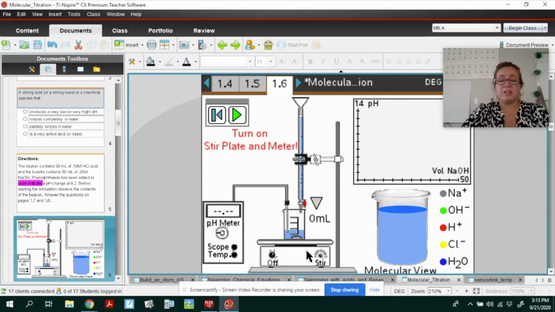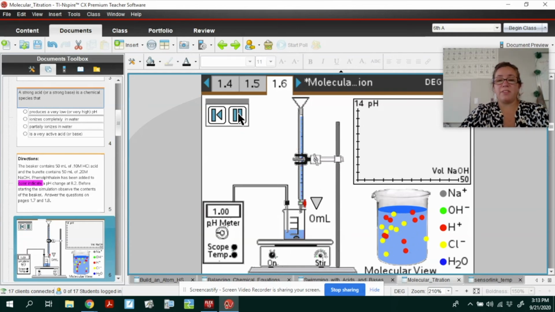We have our pH meter, we have a stir plate, and our beaker and our burette. So I'm going to go ahead and turn everything on, and you can pause it with the students. What do you see happening on the molecular level view? Well, there's just hydrogen and chloride ions.